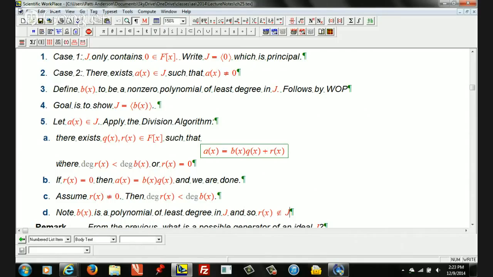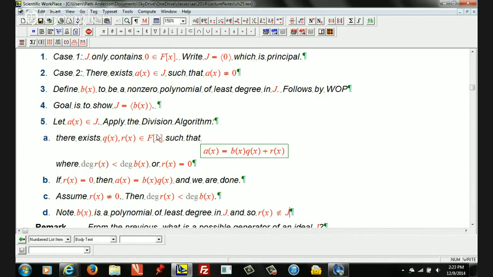Why is it a contradiction? Because you created a function R(x) that is of less degree than B. Does R(x) have to be in F[x]? Yes, that's what I need to hear. Notice I was very careful. I just said it was in F[x] up here. Does it need to be in J? Yes, because A is.